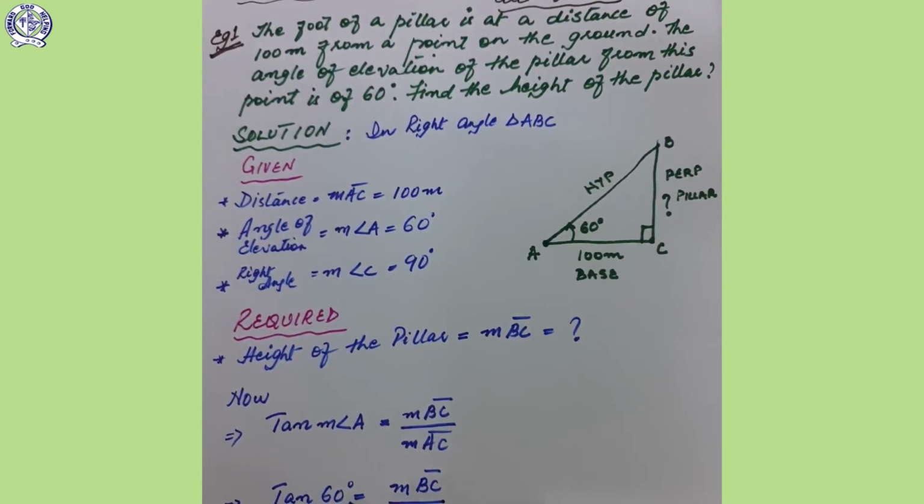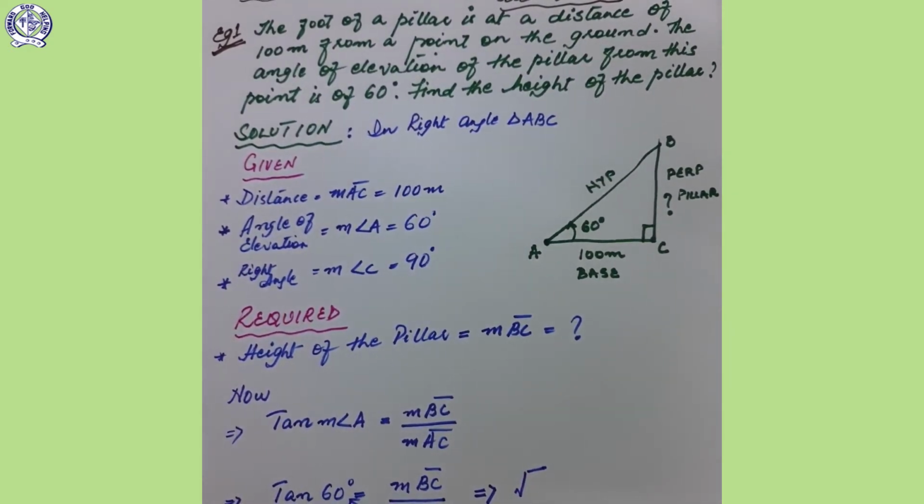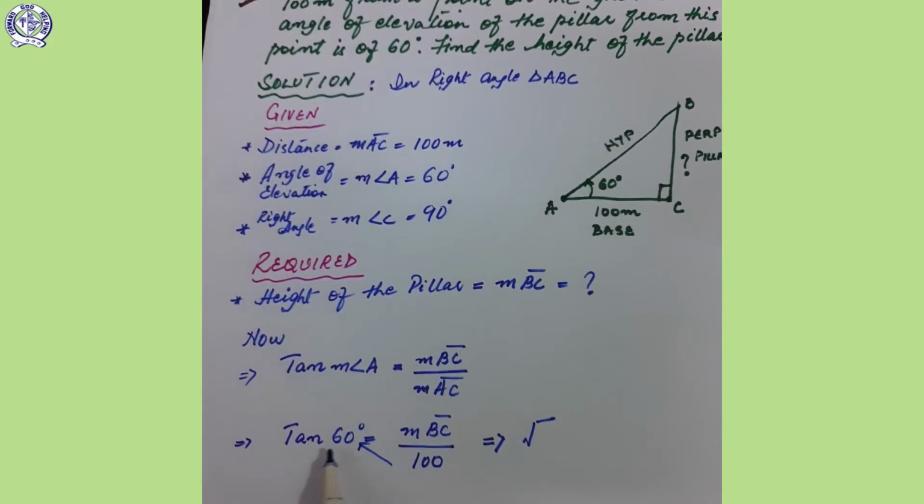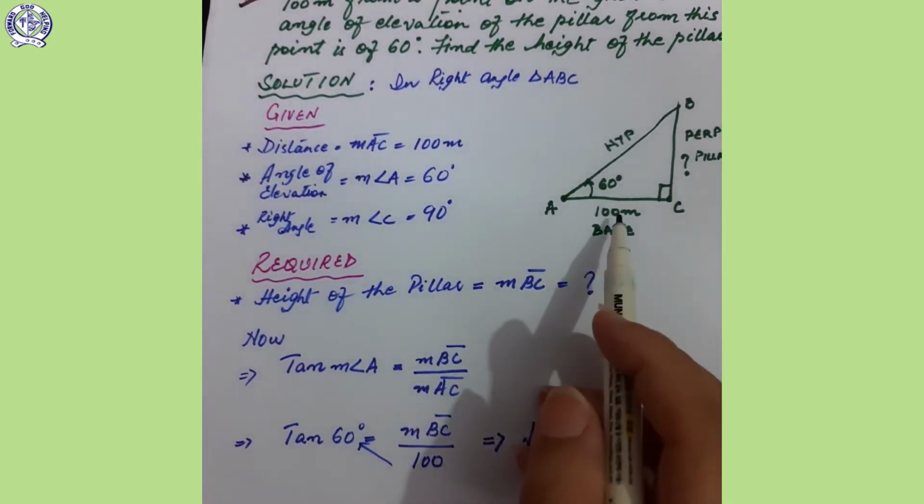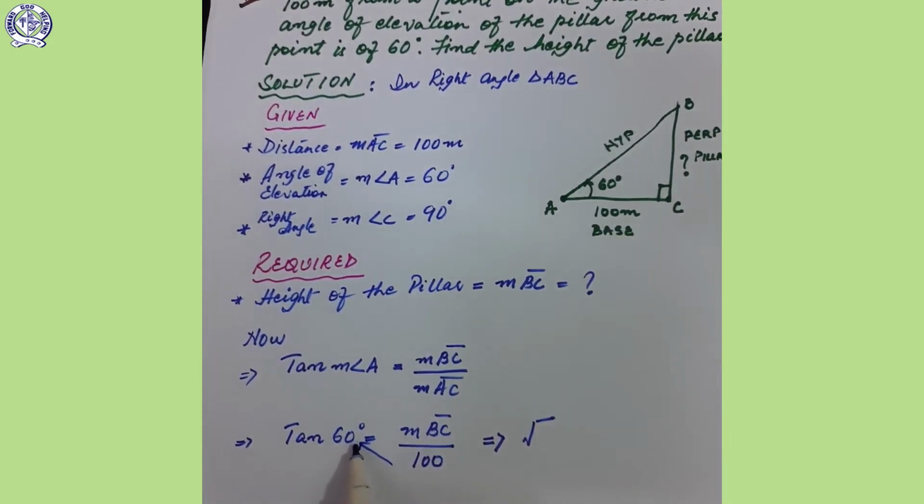Now you can cross multiply 100 into this. The value of tan 60 is root 3. You have to learn the values. So tan 60 equals BC as it is, upon AC, which is 100 meters. Cross multiply, write the value of tan 60, learn it, it is root 3, equals BC upon 100. So now we'll multiply 100 in this.